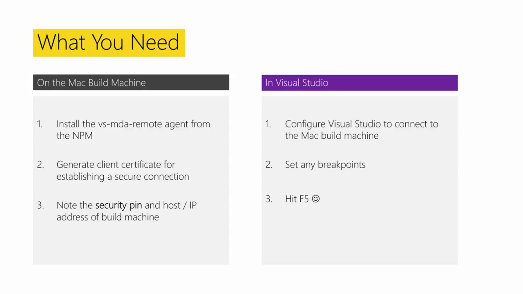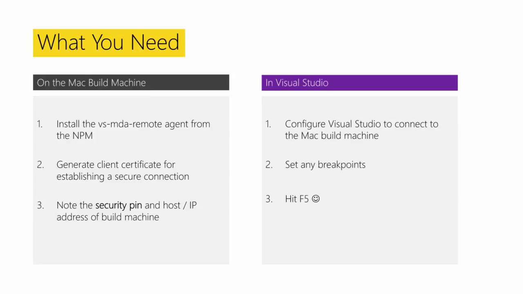As part of doing this, you need to generate a client certificate to establish a secure connection. This part is really important because as part of generating a client certificate, you get information such as a security pin and the host and IP address of the build machine that you can then input into Visual Studio to go ahead and make the build happen.